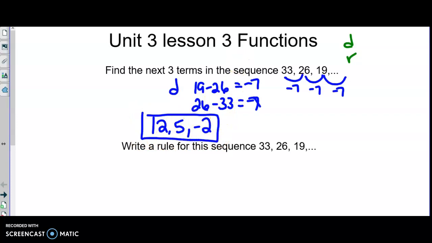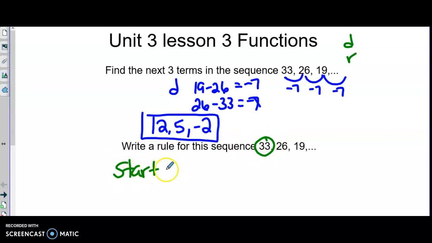Okay, so let's look at the next one. It says, write a rule for this sequence. So when we're thinking about a rule, we're basically just saying, what number do you start with, and then what do you do to it every time? In this case, we start with 33, so you would need to mention that.